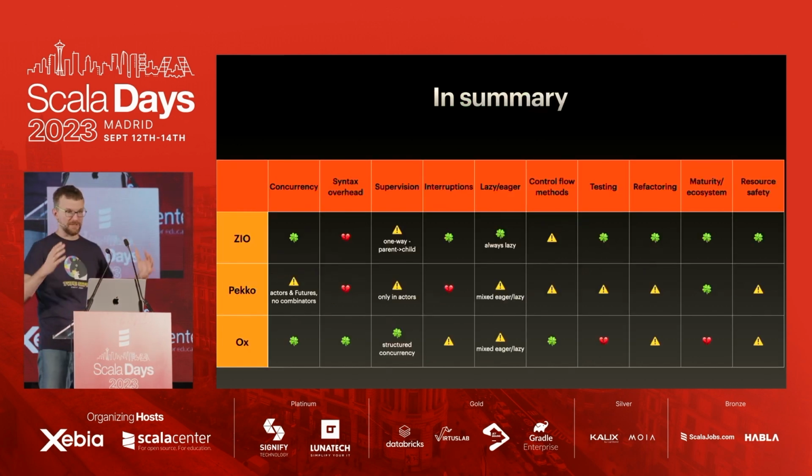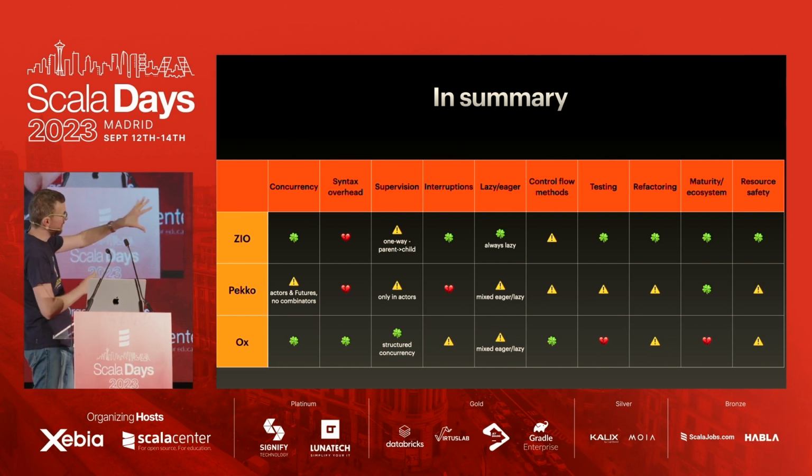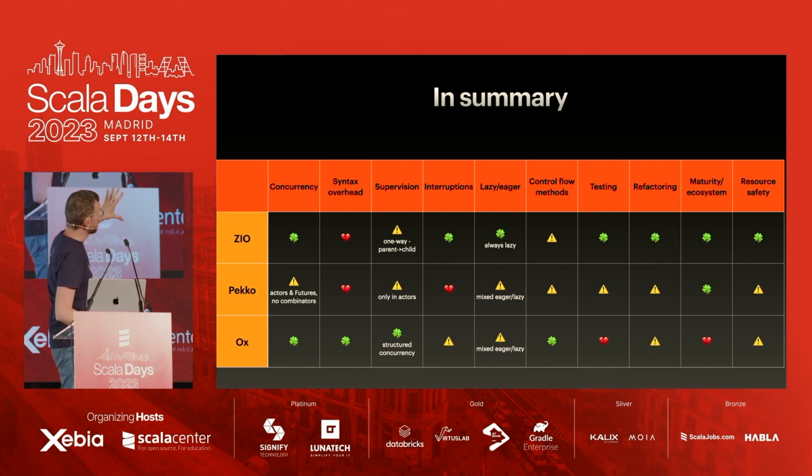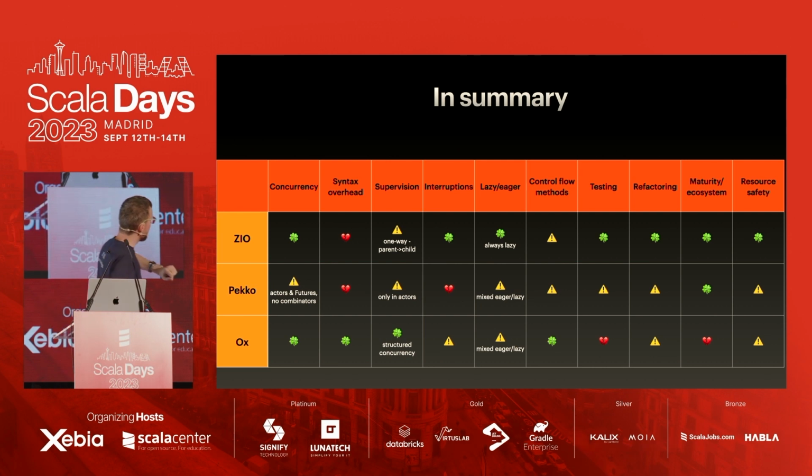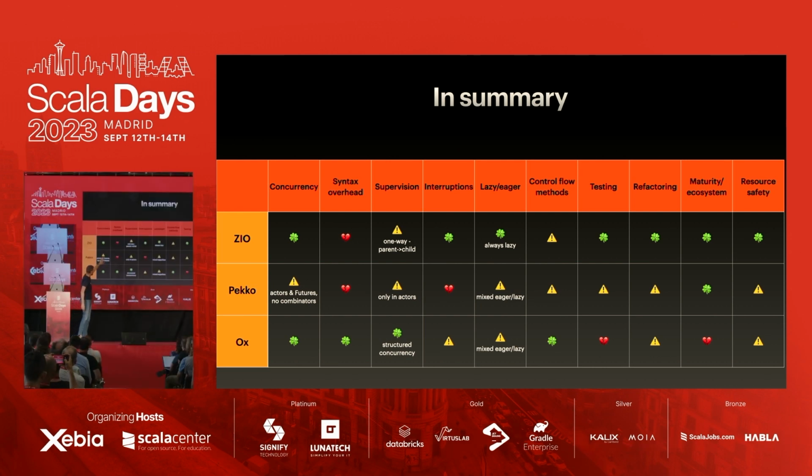So to summarize what we've been talking about, you can put it in a matrix. And again, it's quite big, and I don't expect you to read it in detail. But the important point is that there is no single approach that is all green, right? So each one has some ups and downs. Here we've got a high syntax overhead, but we've got good interruptions. Here we've got low syntax overhead, but we've got Java interruptions, right?